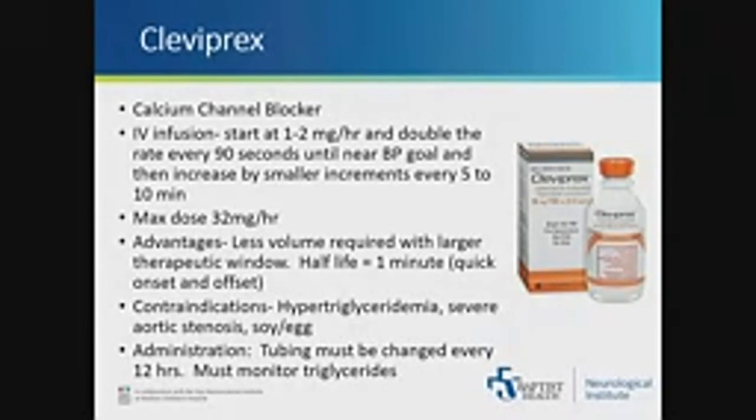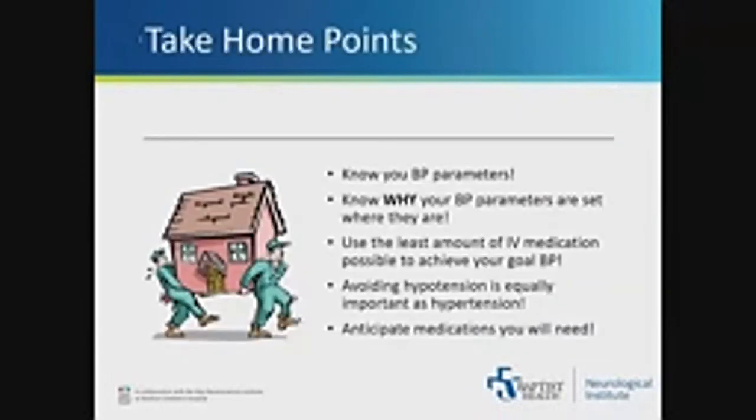Contraindications are hypertriglyceridemia. It can cause severe aortic stenosis, so it's contraindicated in patients with aortic stenosis, and soy and eggs. So administration keys to this is it's lipid-based, so you have to change that tubing just like you do on propofol every 12 hours. And these patients have to have triglycerides monitored daily just to make sure they're not rising through the roof. So I'm finished.